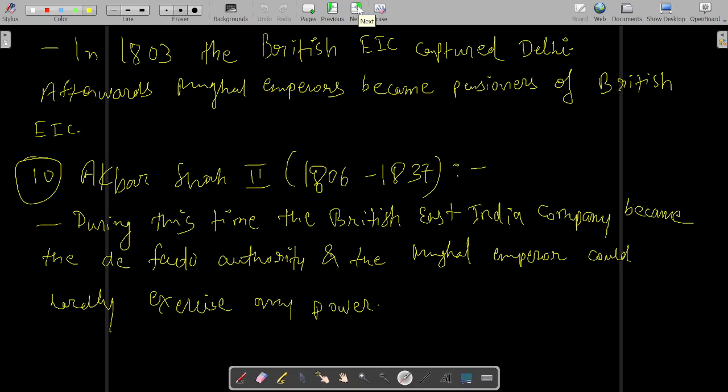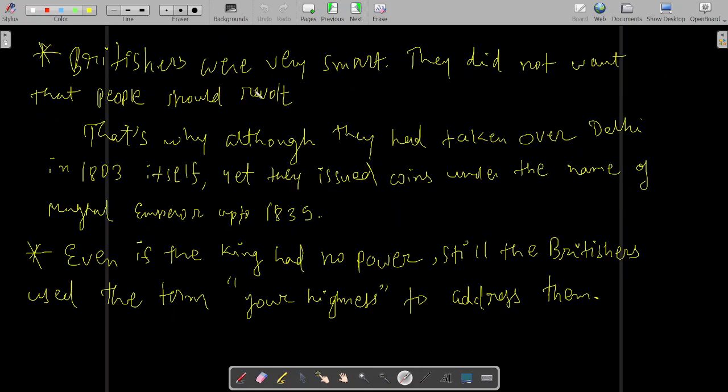up to 1835. Okay, so although they had taken over Delhi in 1803 itself, yet they issued coins under the name of the Mughal Emperor up to 1835. They said that the Mughal Emperor is the sole authority. They kept on saying that the Mughal Emperor is the sovereign, although they were ruling from 1803 only. After 1835, they stopped issuing coins and stopped calling themselves subjects of the Mughal Emperor.